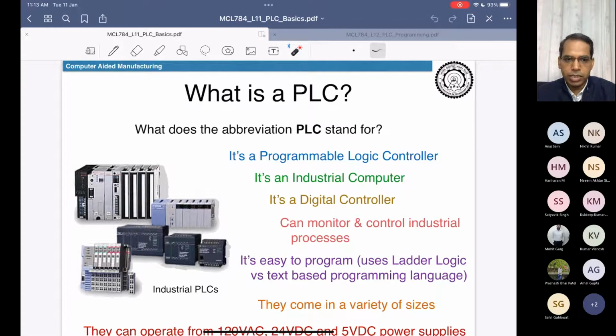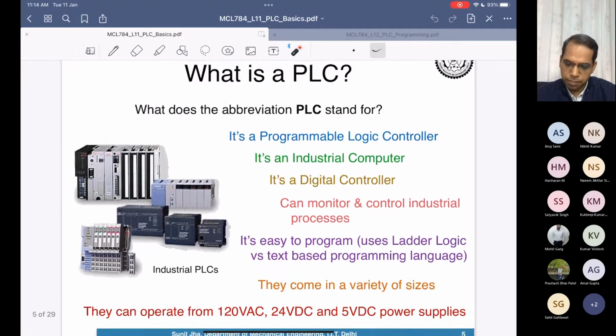Based on the requirements, they are available in various form factors and arrangements. We'll just have a quick glance at that. They operate at different voltages, but the most common one that we use in industry operates at 24-volt DC. The rest are not relevant. So we need to provide an additional power supply to them.